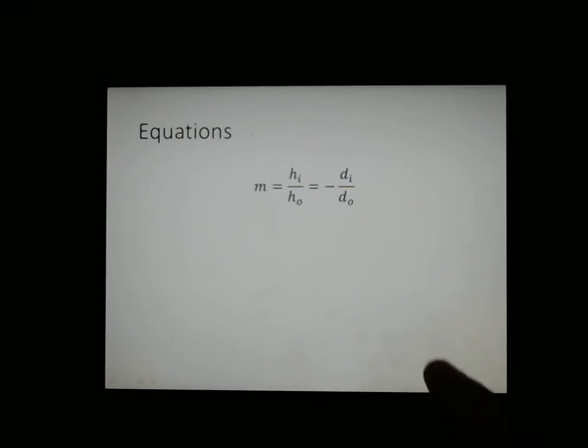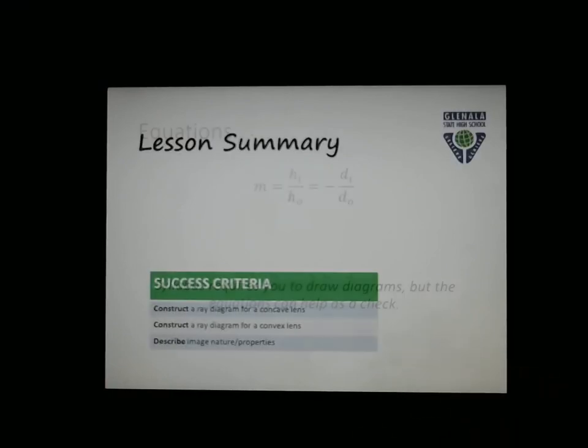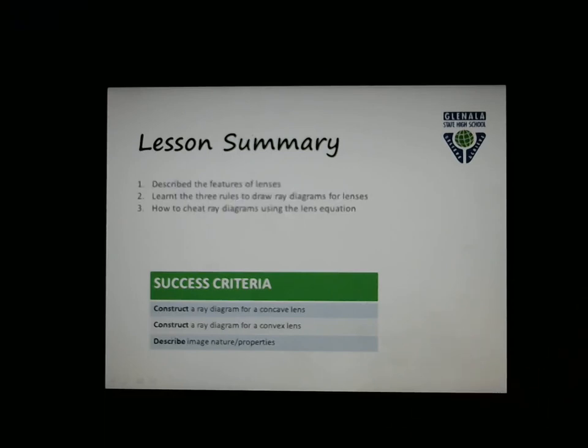So, in summary, okay, in the video we've done the following. We've described the features of lenses. We've learnt our 3 rules to draw our ray diagrams for lenses. We've learnt how to cheat ray diagrams using the lens equation.